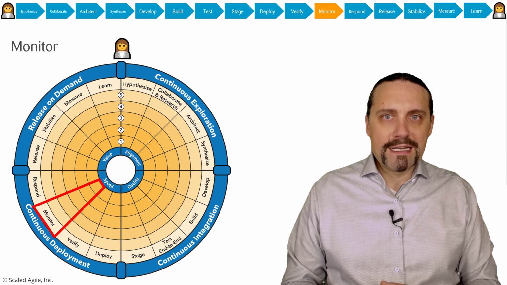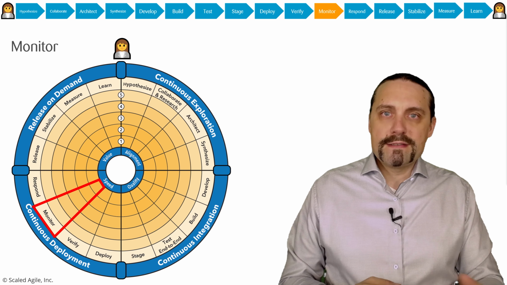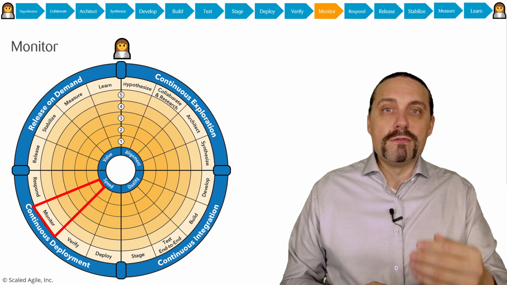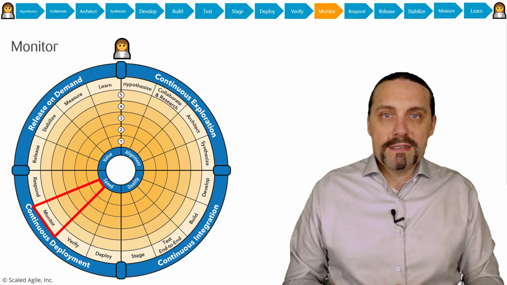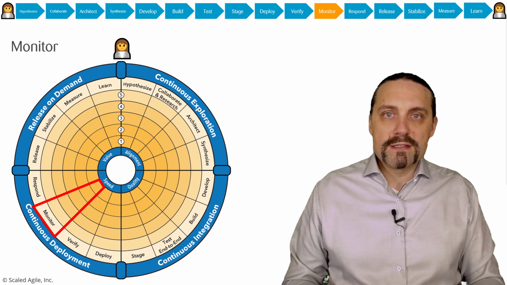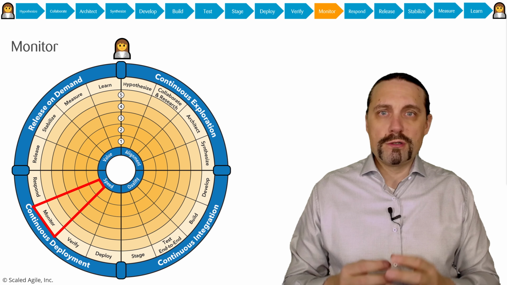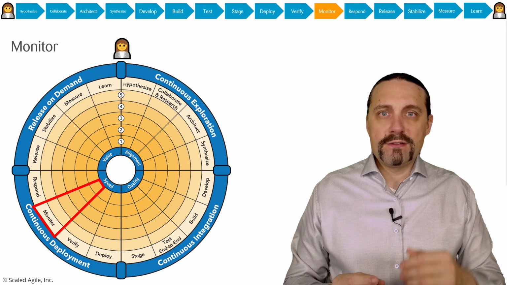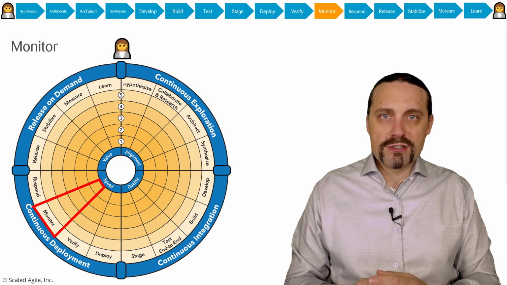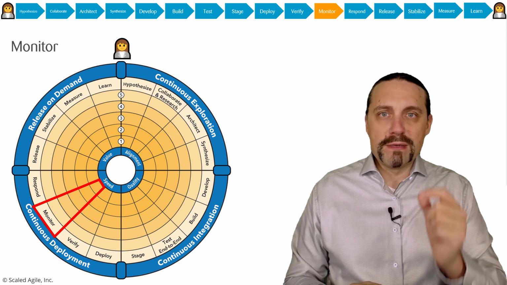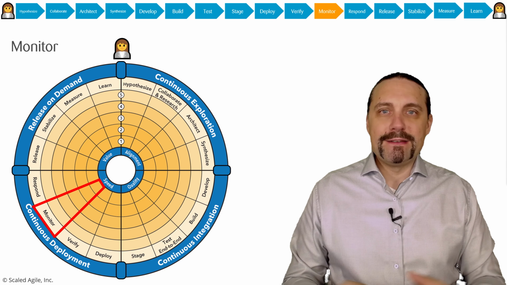Such a decision can be, do we invest more into this feature or less into this feature? Are we going to enable this feature in production, or are we going to disable or completely remove such a feature in production? Monitoring is a crucial piece which we need to close the feedback loop so that we can make the right decisions, so that we are able to build the right thing right. And with that, we are at the end of this video.